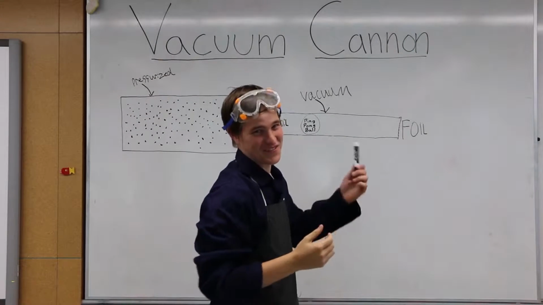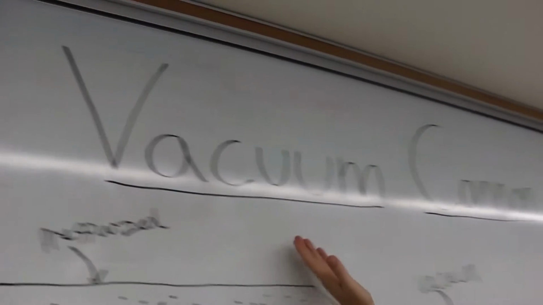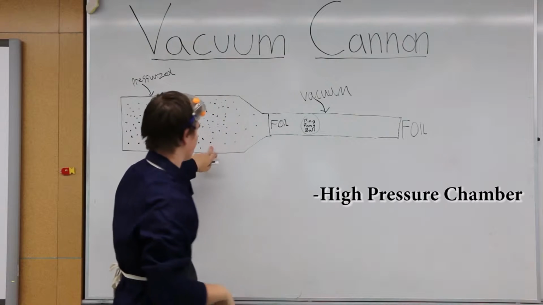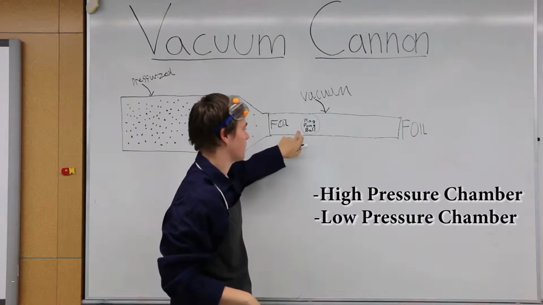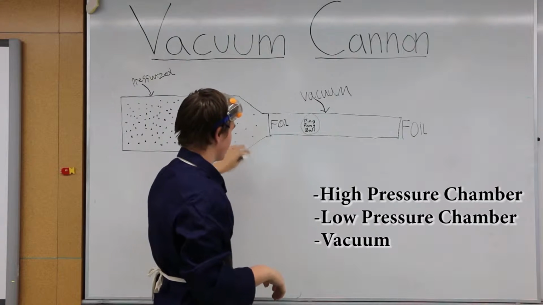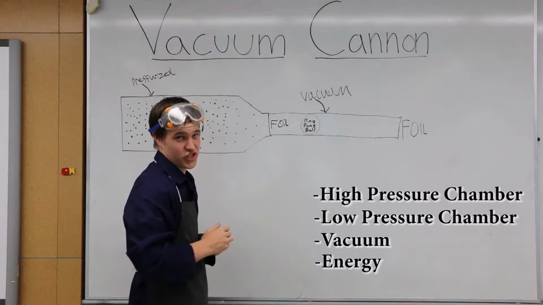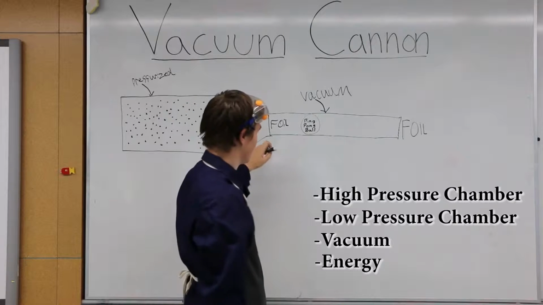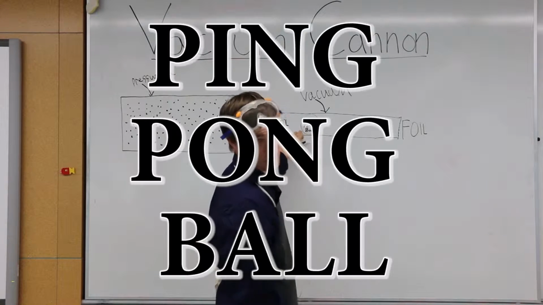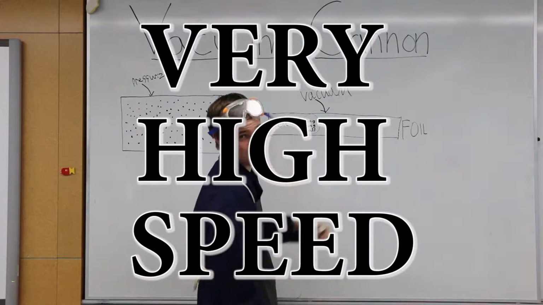G'day, I'm Ms. Witt. Today we're building a vacuum cannon. This vacuum cannon has two chambers, the high pressure chamber and the low pressure chamber, also known as a vacuum. The difference in pressures causes a great amount of energy, which can be used to propel our projectile, also known as a ping-pong ball, at a very high speed.